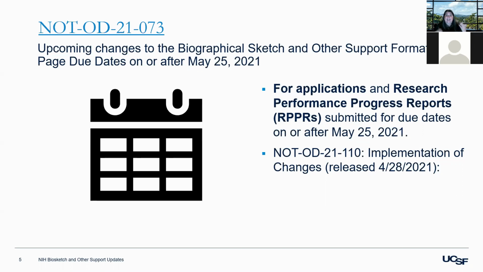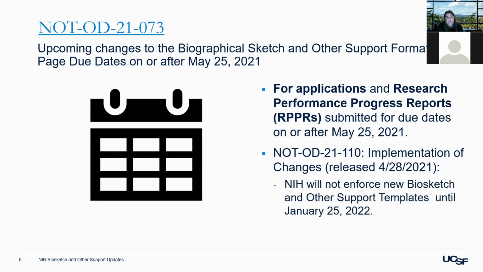So they still would like us to start using the new forms as of May 25th. They are encouraging it and they're hoping for it. However, they will not enforce it until January 25th, 2022. So we do have a little bit of breathing room. They're not going to withdraw applications and they're not going to send information back until January 25th, 2022. I just want to emphasize they would like us to start using these templates as of May 25th and really start getting used to them. So the official OSR policy, the Office of Sponsored Research policy, is we will follow NIH. We will encourage, but not enforce, until that January 25th deadline.